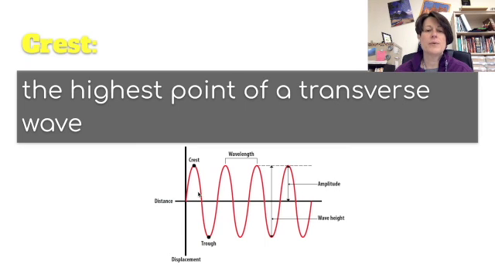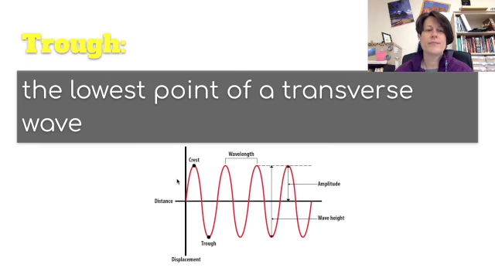So, let's start with the top part, the crest. This is the highest point of a transverse wave, and we call it a crest just like we would call the top of a hill the crest of a hill. And the lowest point of a transverse wave is the trough. And think of it as a feeding trough that an animal eats out of, or a watering trough that they drink out of. It makes a depression to hold their food or their water.